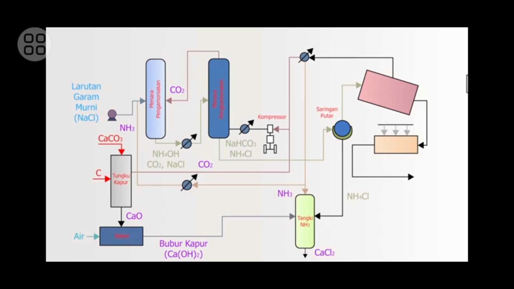Meanwhile, the main product in the rotary filter separation process in the form of NaHCO3 will be flowed to the calciner for the calcination process. The byproducts of the calcination process are CO2 and NH3. CO2 will be flowed to the compressor and NH3 will be flowed to the NH3 tank.